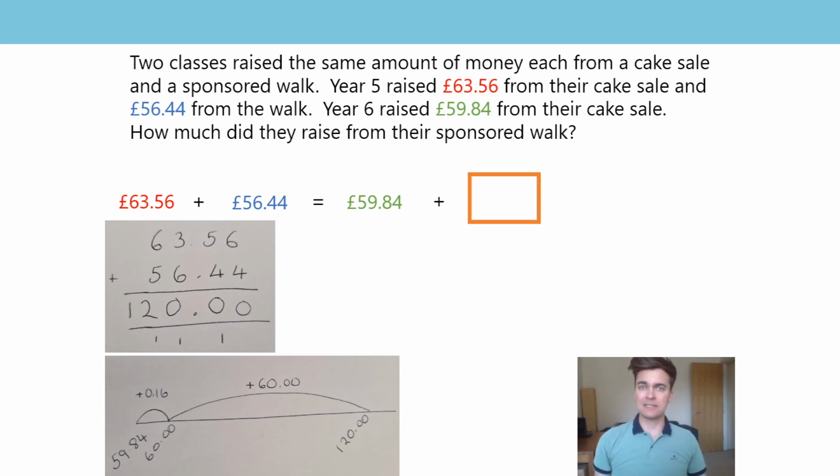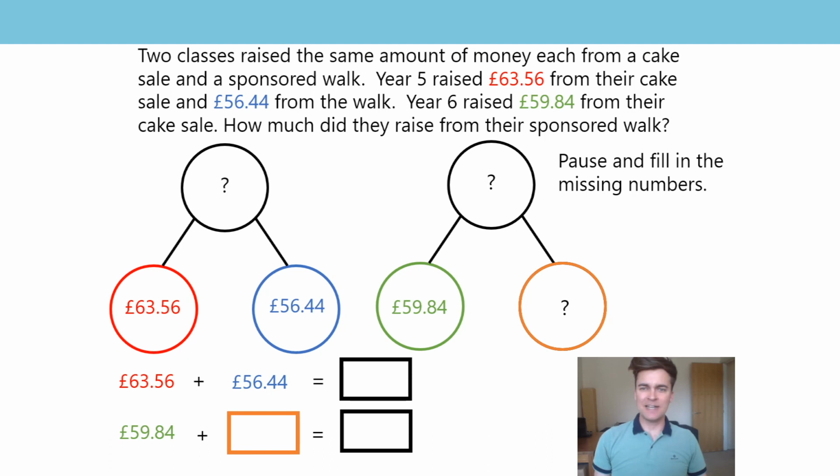£59.84 add 16p will reach £60. From 60 to 120, £60. So combining the £60 and the 16p, £60.16 is the unknown addend. I wonder now if you can pause and have a go at filling in the missing parts from the equations, from the part-whole diagrams, with the correct values. Press pause, then play, and we'll take a look.